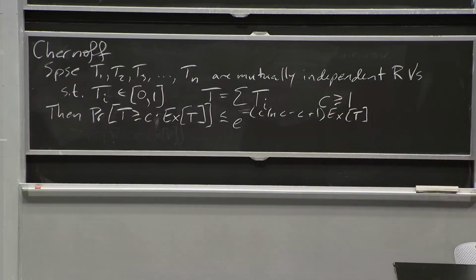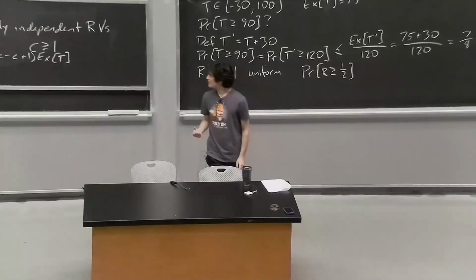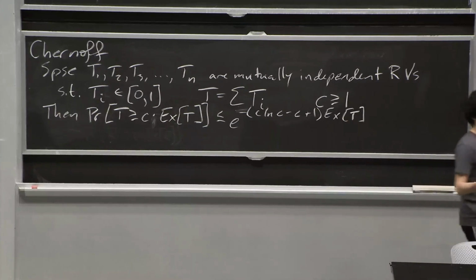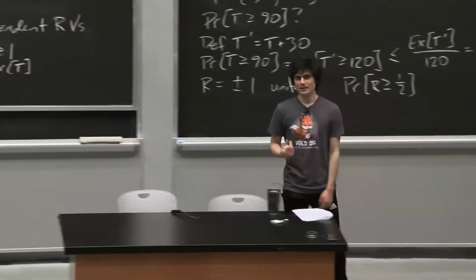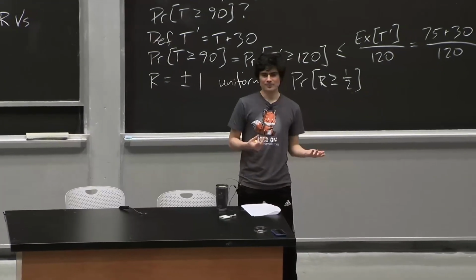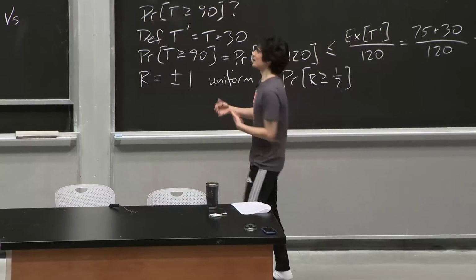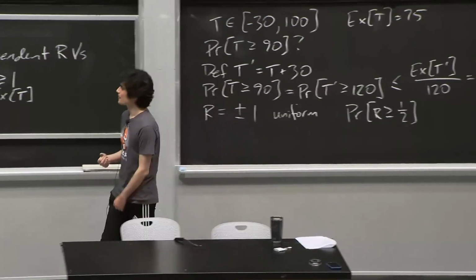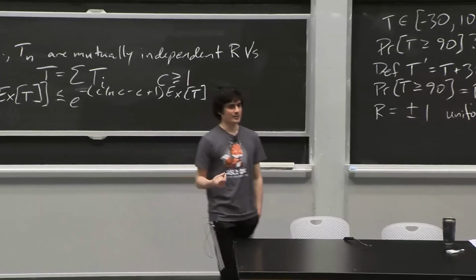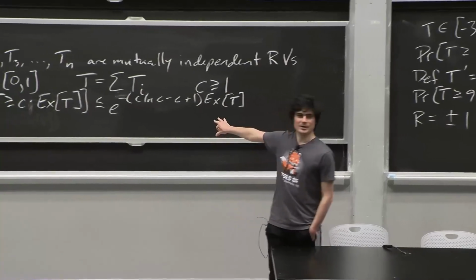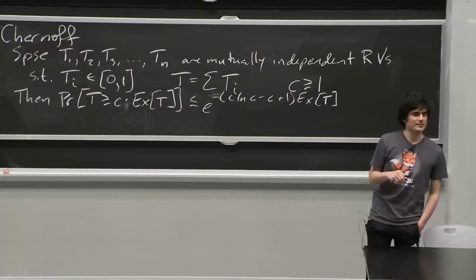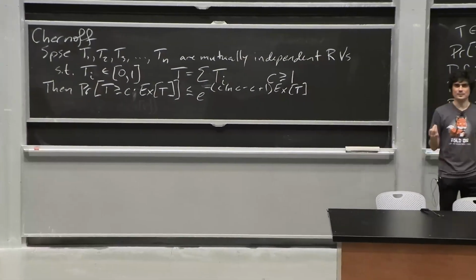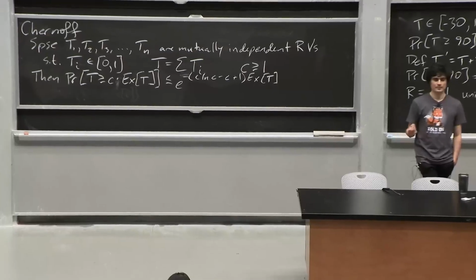Basically, Markov was saying that the probability that you deviate from the mean by a large amount is at most linear in how far you're deviating. Chebyshev said it's at most quadratic. This is saying it's at most exponential, or inverse exponential. So you have a much stronger condition that gives you a much stronger bound.